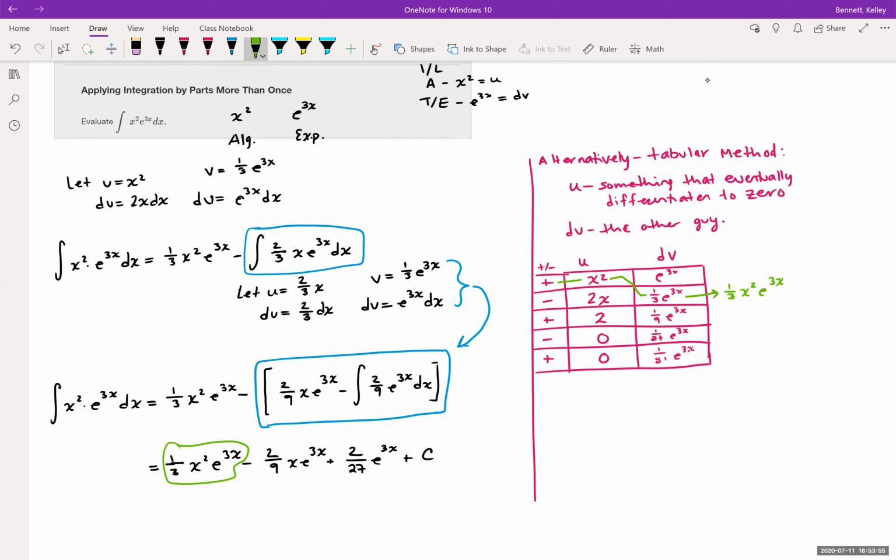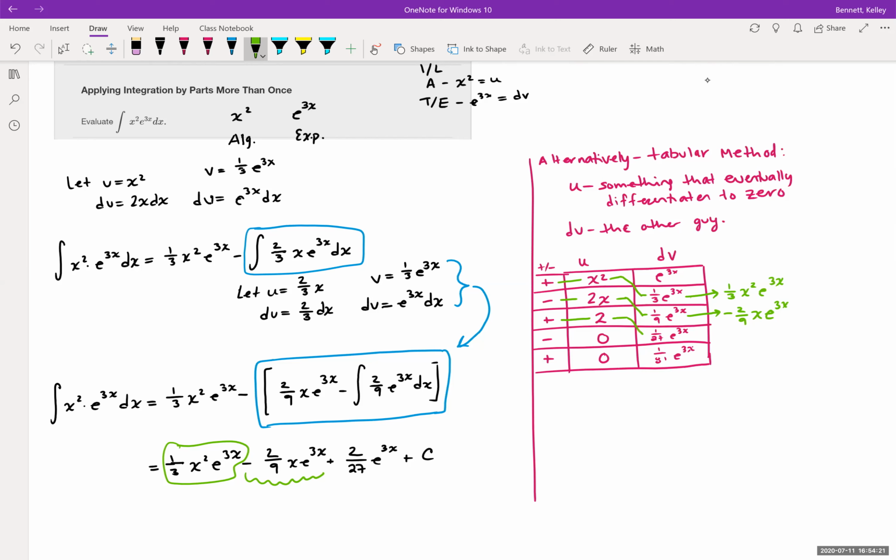The next guy, we go down. Now we're negative. So we're going to kind of cross over this diagonal, and we're going to come out over here. So we get negative 2/9 x e to the 3x. But that looks familiar too, right? Because that is this guy right here. And then we just repeat until we hit our zeros.